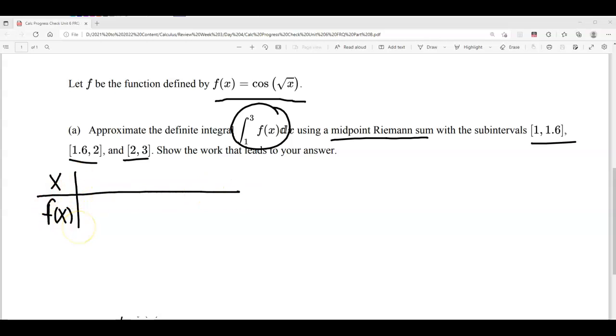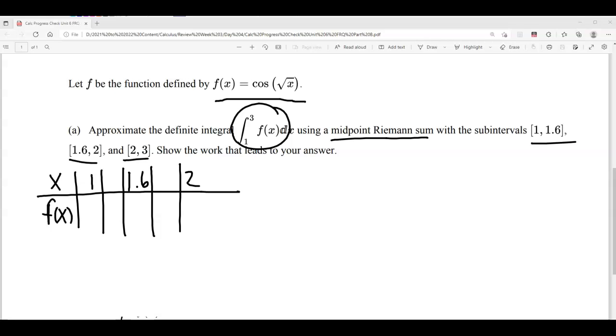I'm going to do the table just so it looks familiar. So we have 1, 1.6, and 2. Now when you do a midpoint Riemann sum, you're going to want to leave some spaces in between because we really want the midpoints, right? Now I don't really care about the y values, but I'll go ahead and put them in there anyway.